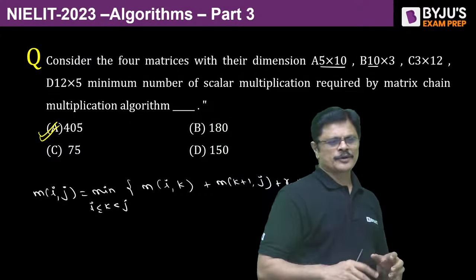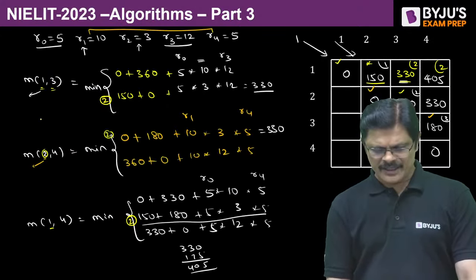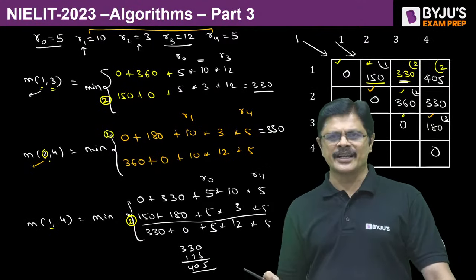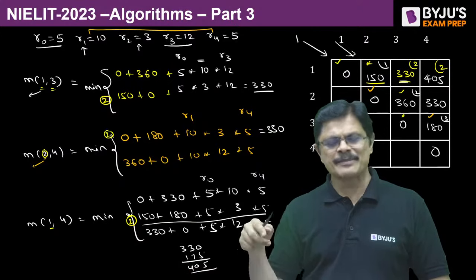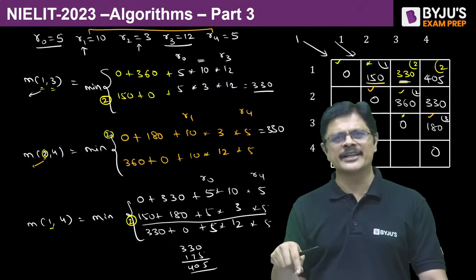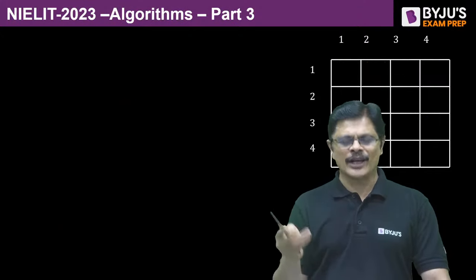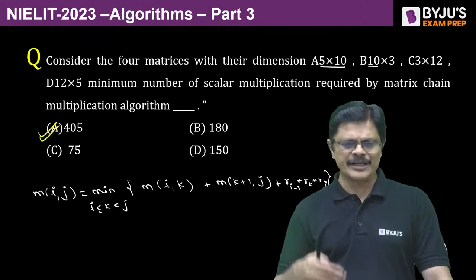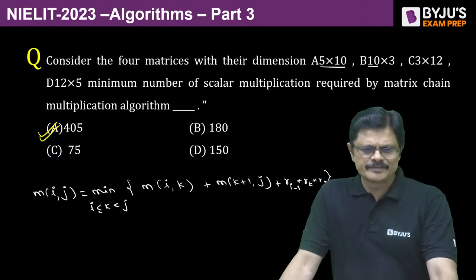Of course, that is a different story. Without completely solving, because here for M13 and M24, if you got 330, obviously the answer should be more than 330 only, because the minimum of those two values is 330. So that particular value has to be more than that only. So it cannot be 75, 180, 150. So definitely 405 is the answer. Like that you can identify.